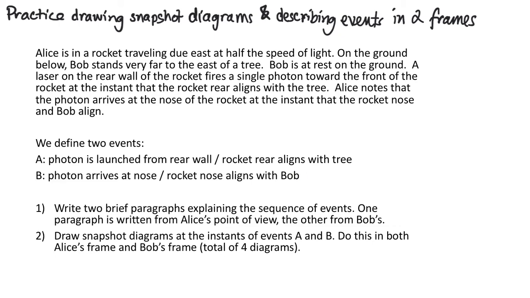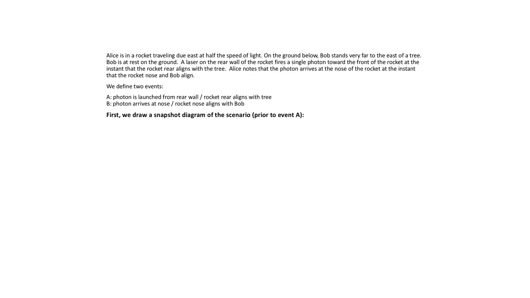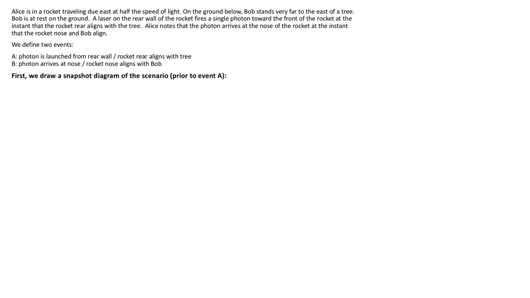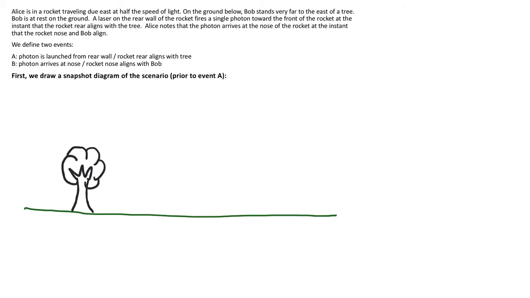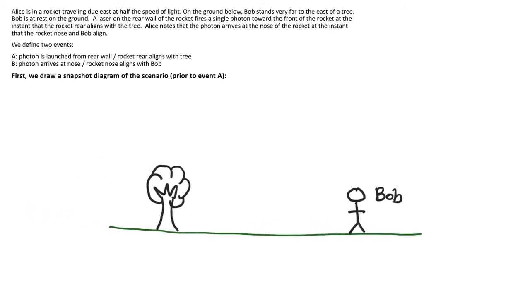A reasonable first thing to do is to make sure that we can draw this snapshot even prior to event A. So the first thing we're going to do is draw the ground, and we know that we have a tree on the ground. I'm drawing the tree that I learned how to draw when I was about 6 years old, and I still don't know how to draw a tree. And we also have Bob on the ground, and neither Bob nor the tree are moving. I'm going to slide this picture over a little bit.